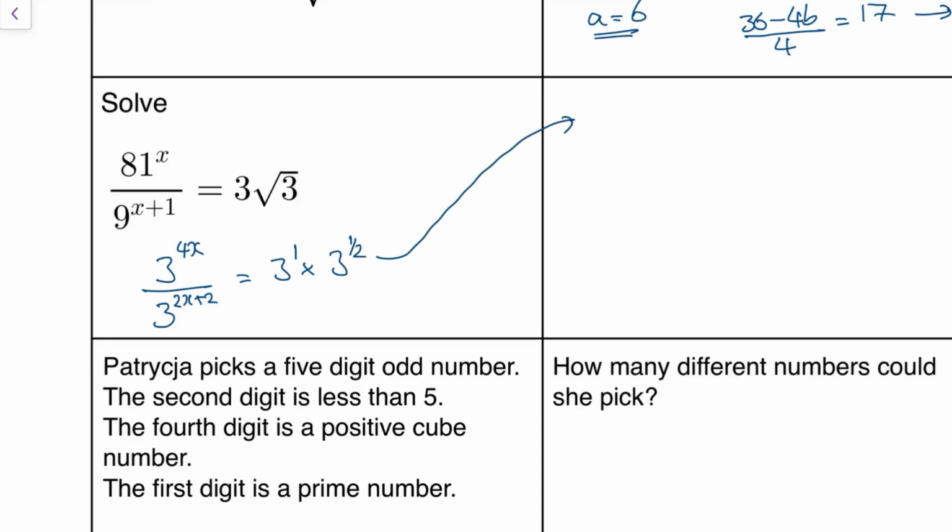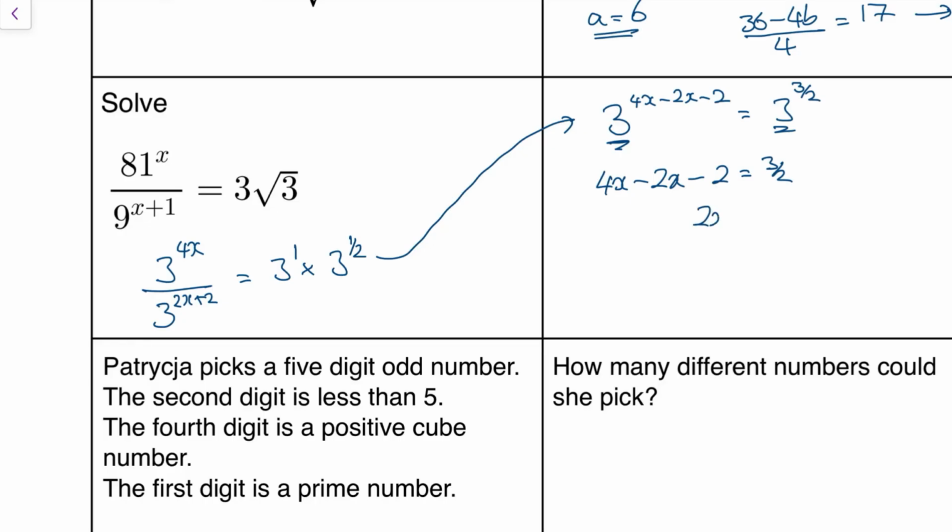And let's tidy this up. So 3 to the 4x, when I divide, I take away. So I'm taking away 2x and taking away 2. And that is equal to, when I multiply, I add, 3 to the 3 over 2. Now, because the base values are the same, I can effectively ignore them, which means 4x minus 2x, which is obviously 2x, minus 2 is equal to 3 over 2.